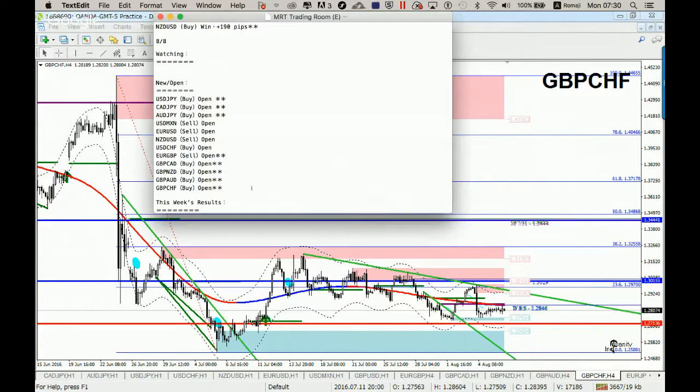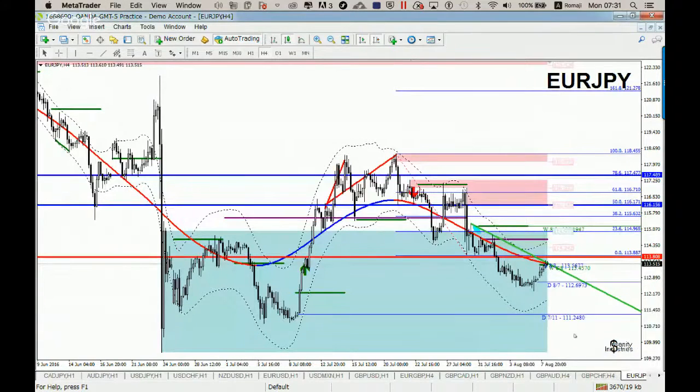So that's all I'm looking at right now. We don't have any new results or new trades currently at this point in time. I'm looking at charts, and actually there is one that might be worth considering. That's this euro yen.